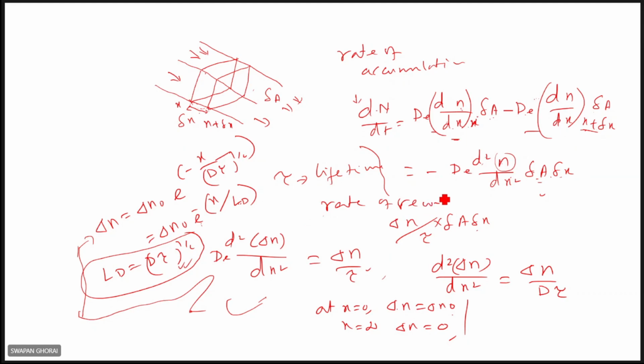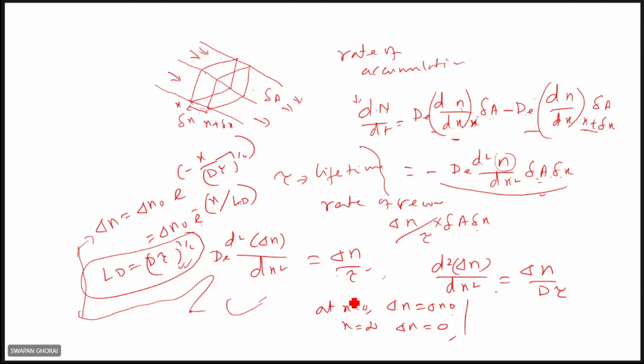So delta n upon tau into delta A delta x is the rate of recombination, and the rate of accumulation is the one we have just derived. Since the rate of recombination reduces the carriers, the negative sign will be there here also, so we can neglect the negative signs on both sides. We will get D_e d2 delta n upon dx2 equal to delta n upon tau. So if you simplify it, it will be this one.